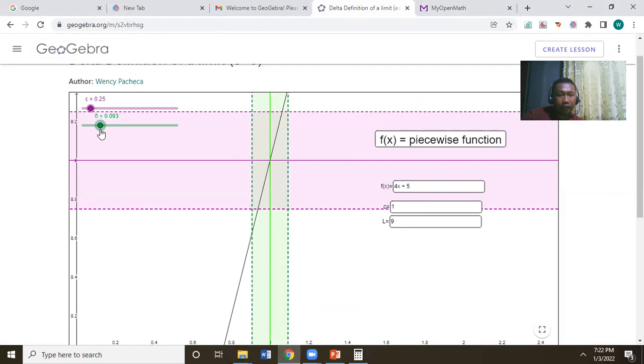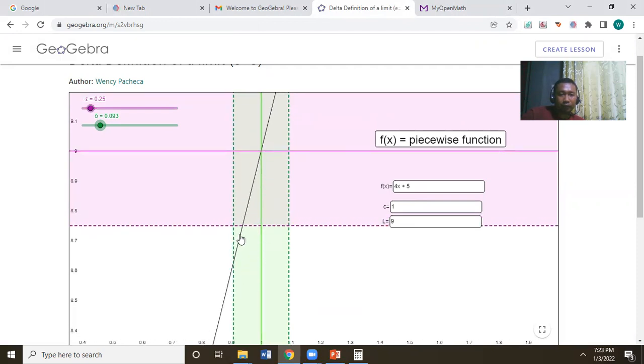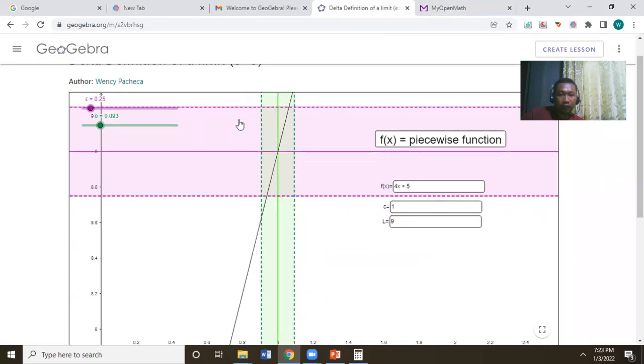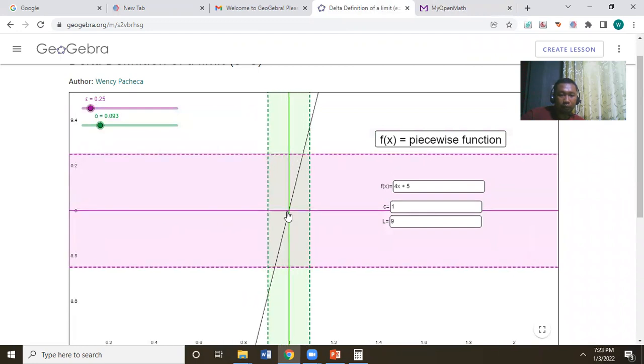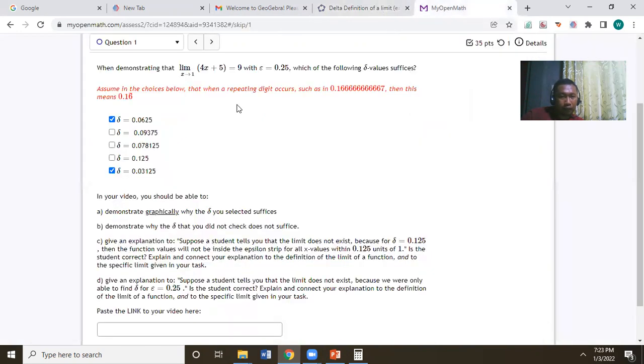So as we can see, there are parts of the function which are outside. So the delta does not exist because some parts of the function are not inside the epsilon strip. Okay, we have now 0.093. Let's check the other possible values for the delta.